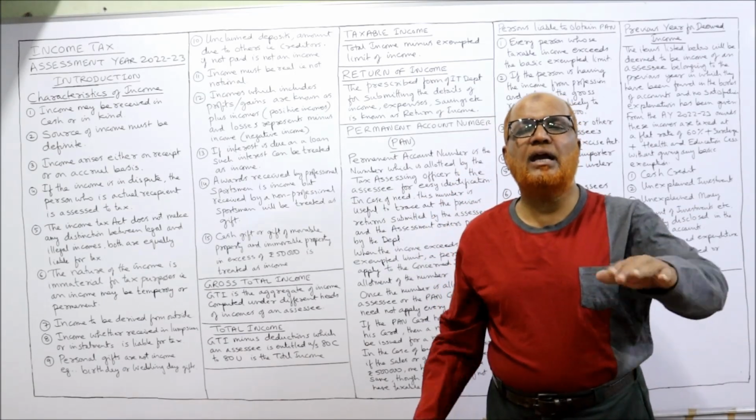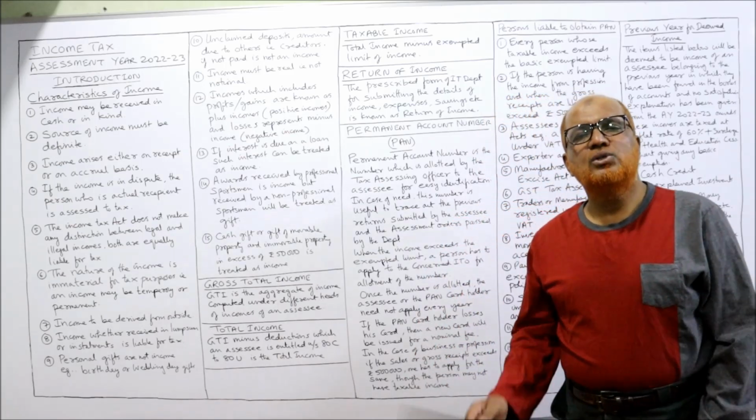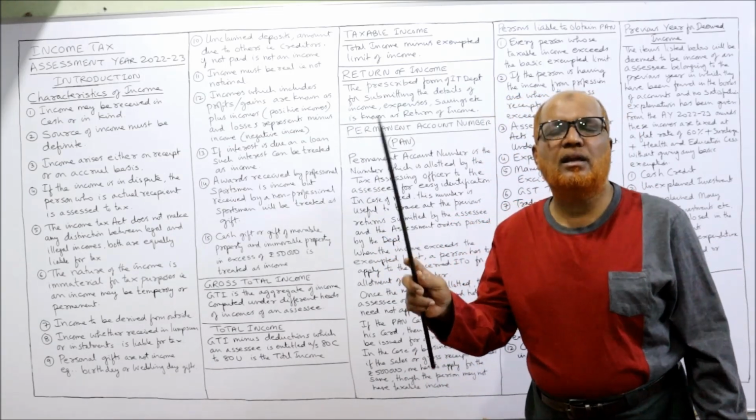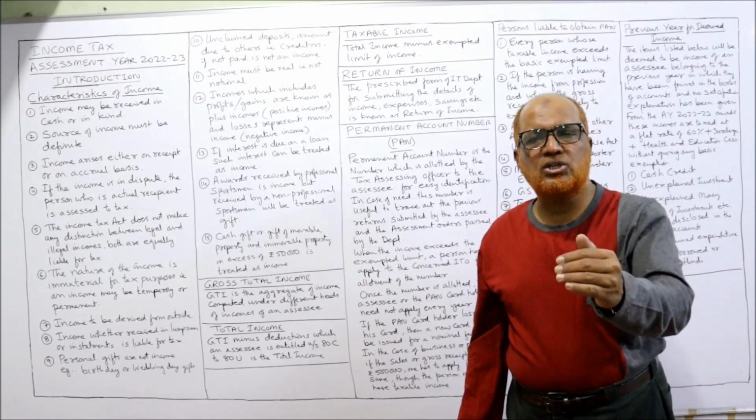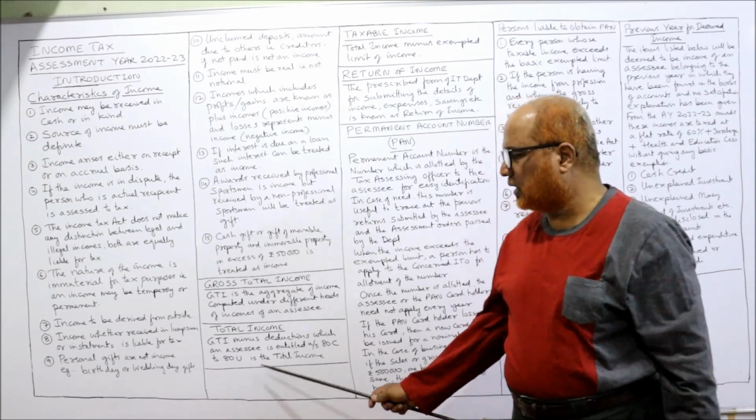Apart from that, many other deductions under section 80 are available. So from gross total income, deduct all deductions from 80C to 80U. After deduction, we'll get the total income.